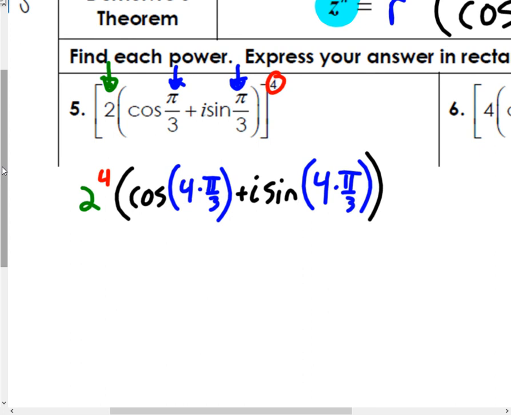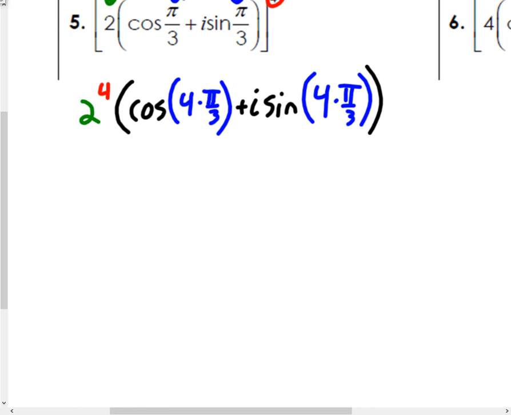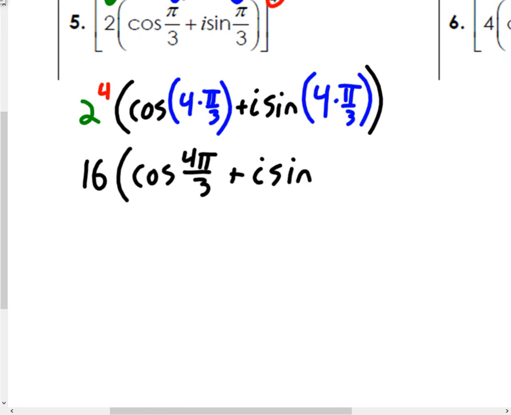We can clean this up. 2 to the 4th power. Hey, that's something we can handle. That's 2 times 2 times 2 times 2, which is just 16. Cosine of 4 times pi over 3, well, that's just cosine of 4 pi over 3. And then we also have that same argument for i sine. Don't really need those parentheses.